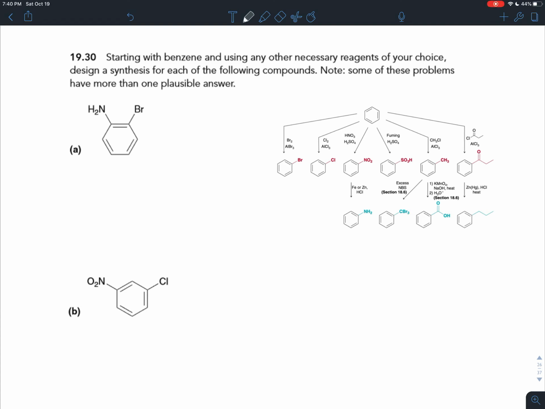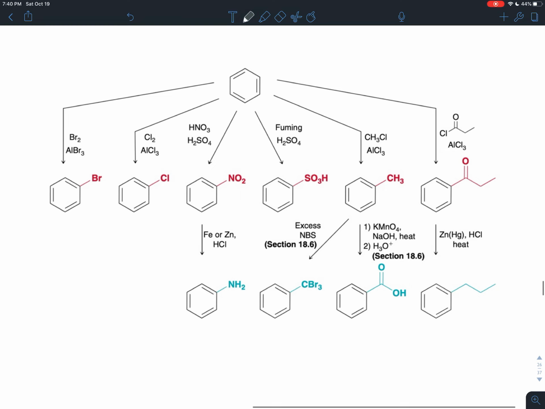Exercise 1930 is saying if you start with benzene and you can use any other reagents, how can you make each of these molecules? And you can do that in more than one way sometimes, but you just want to make sure that you have a valid way. Now the reactions you want to know for this chapter are in this little chart over here.